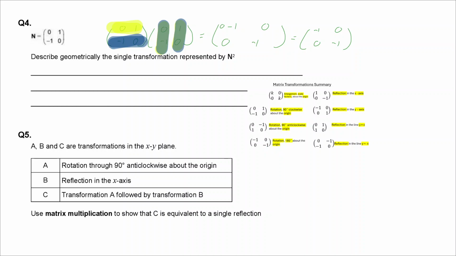So let's write this up. This represents a rotation of 180 degrees about the origin, and that's it. So if you know the matrix transformations off by heart, it just makes your life a little bit easier. Instead of going with that unit square and deriving stuff, which takes a little bit of time. But that's the answer.